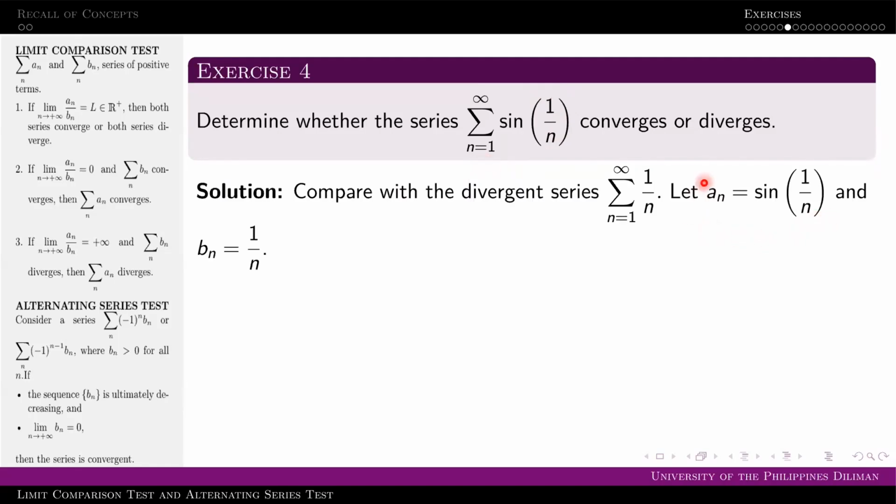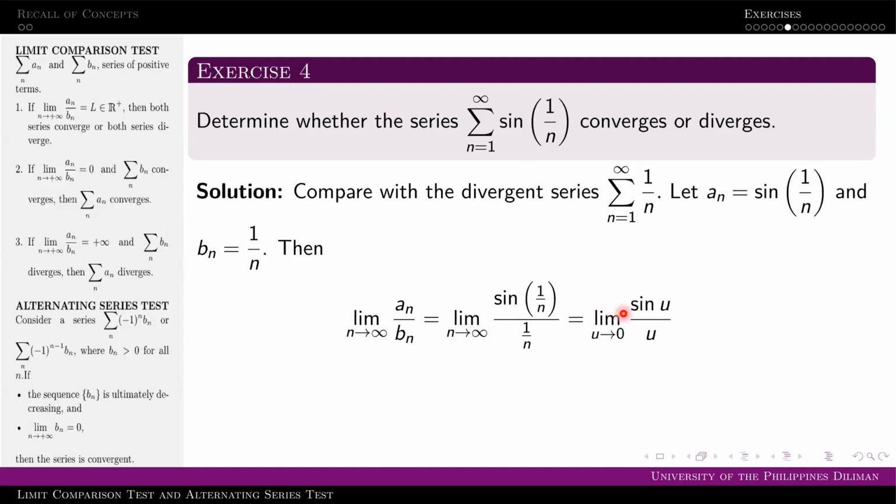So, we let an to be sine 1 over n, tas yung bn natin ay yung divergent series nating 1 over n, no? Tapos, we take the limit as n approaches infinity ni an over bn, which is just the limit as n approaches infinity ni sine 1 over n over 1 over n. And note, no, as n approaches infinity, si 1 over n nagiging 0. So, we can transform this into limit as u approaches 0 ni sine u over u, where u ay actually just 1 over n, no? So this will become 1.